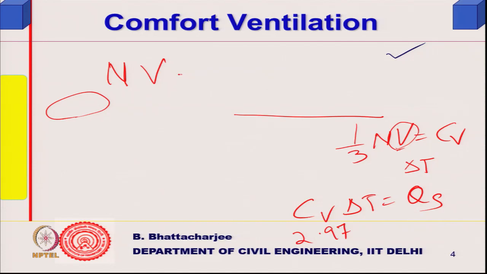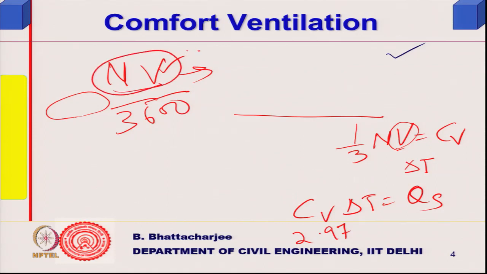So, if I want to convert this into meter cube, this is per hour. N is the number of air changes per hour, so this is that many meter cube per hour. This divided by 3600 will give me per second. So, that would give me meter cube per second. So, the 1/3 is based on this basically.